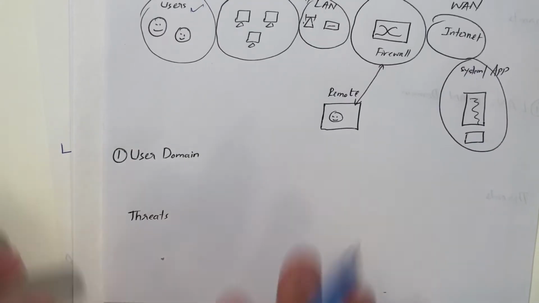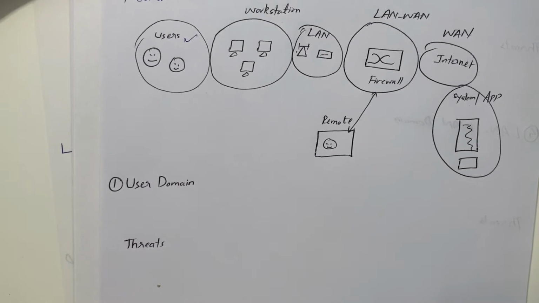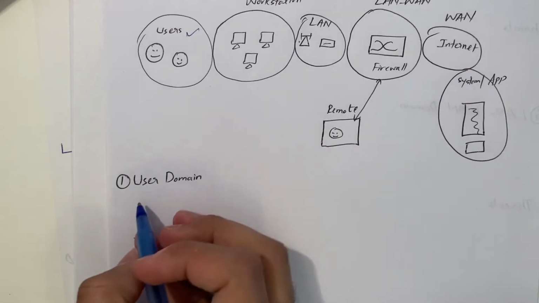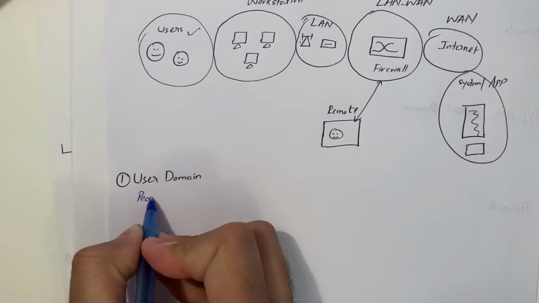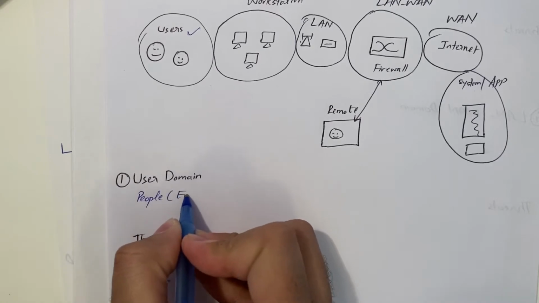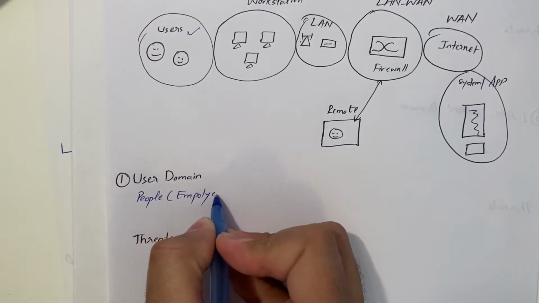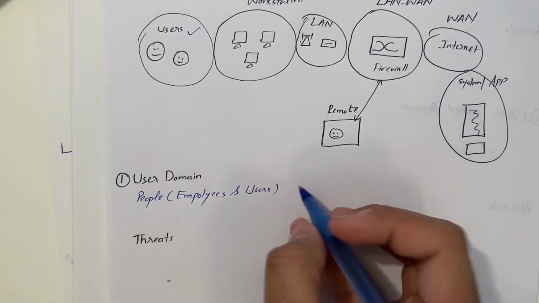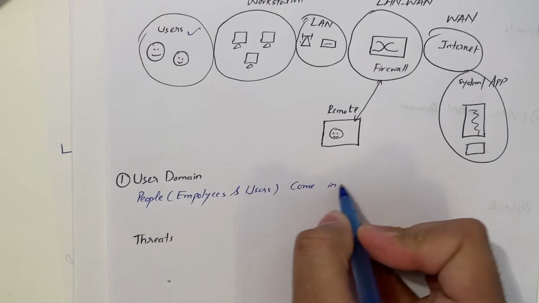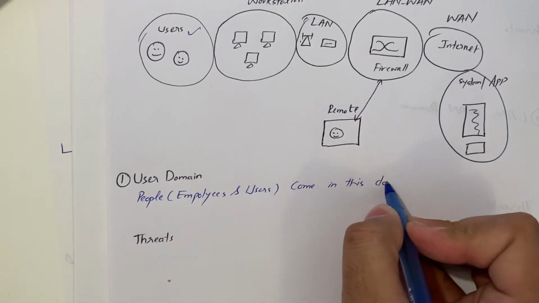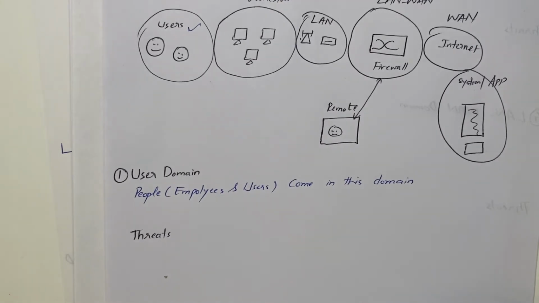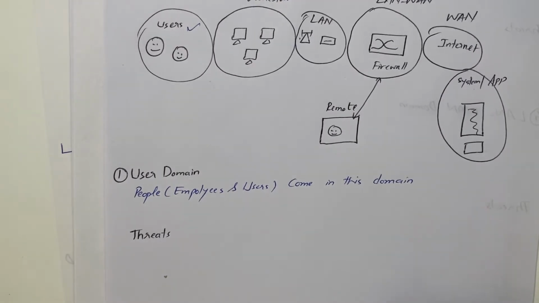The user domain is basically people, like employees and the users of the systems, who can use the system. They come in this particular domain. So the user domain includes people, and people means employees and users. They can access the system, and they have access to the organizational resources, in fact.